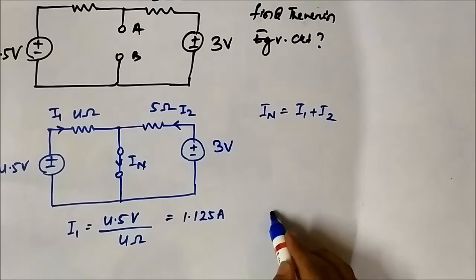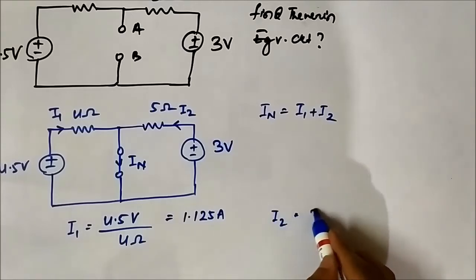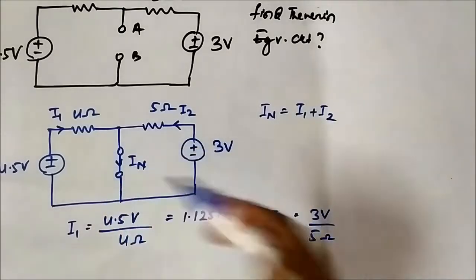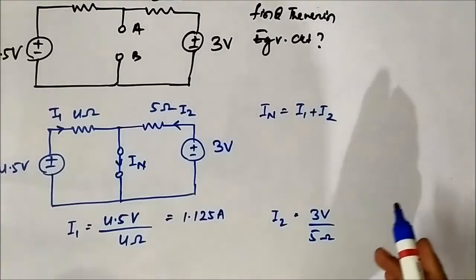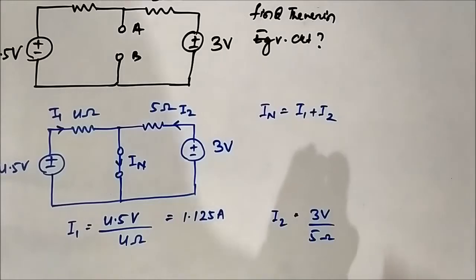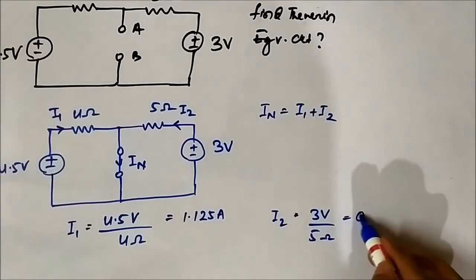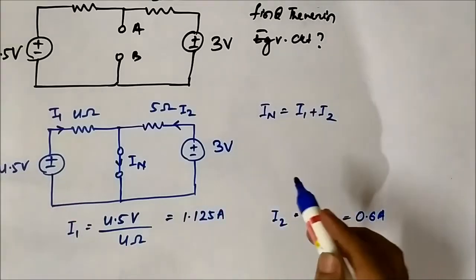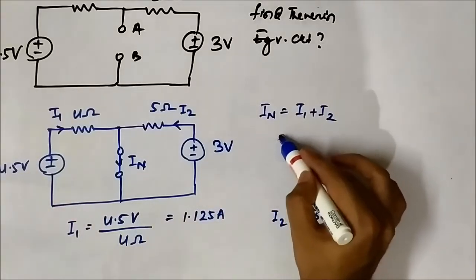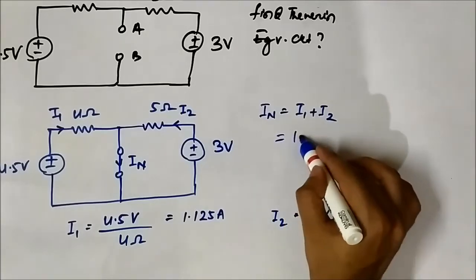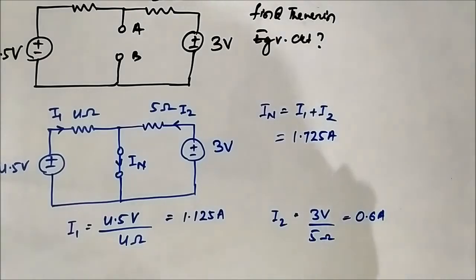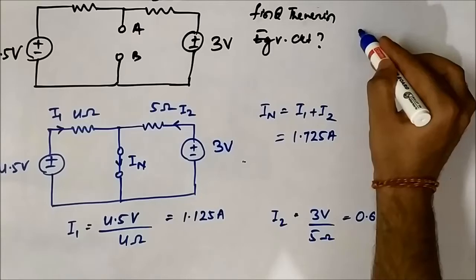Similarly, I2 here is 3 volt by 5 ohm, because there is no other resistor here. So 3 volt by 5 ohm, which is 0.6 ampere. So IN is I1 plus I2, which is 1.725 ampere. So we have got IN. IN is 1.725 ampere.